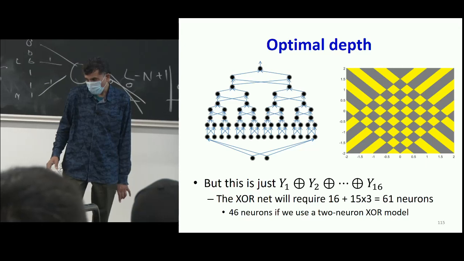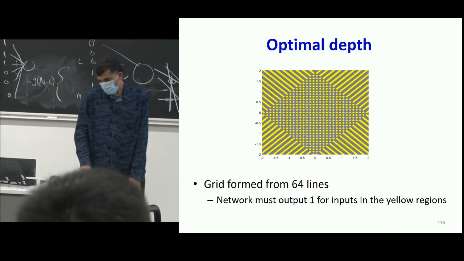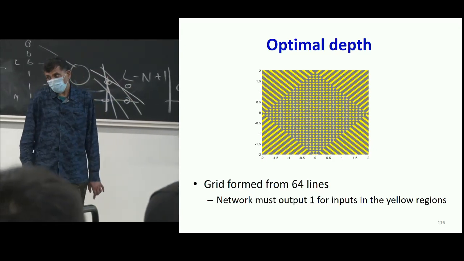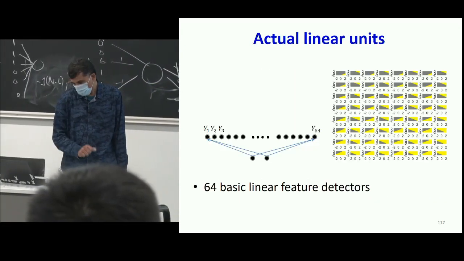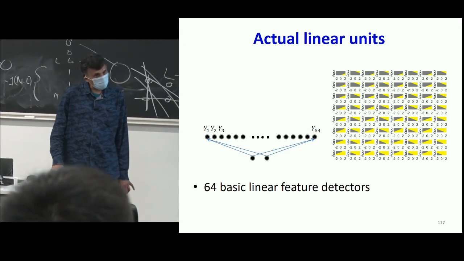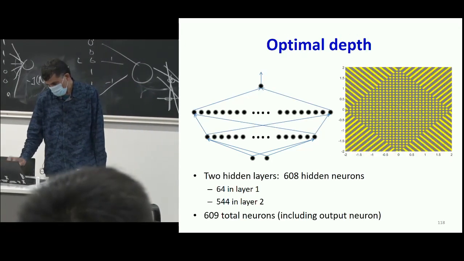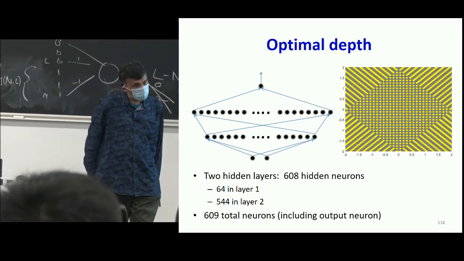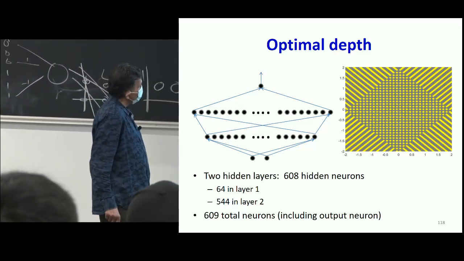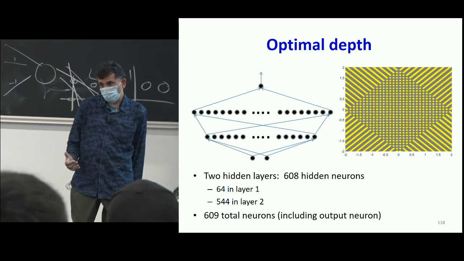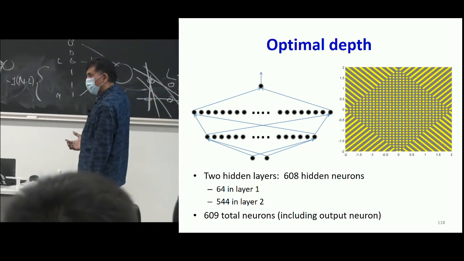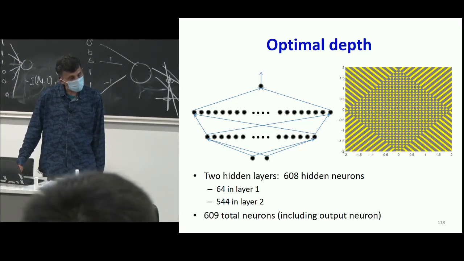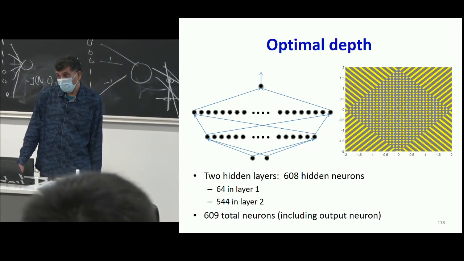Let me show you something a little more complex in just 2 dimensions. This is a grid formed of 64 lines. The network must output a 1 for all the yellow regions. There are 64 basic line detectors, and there are 544 yellow regions. So the total number of neurons is going to be 544 plus 64 plus 1. If I do it naively with just 2 hidden layers, it will require 609 neurons.